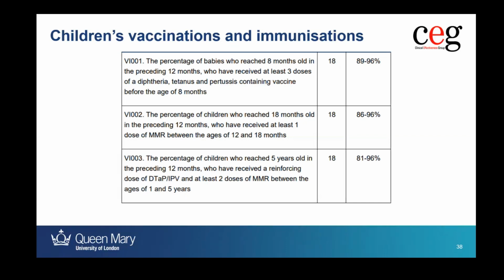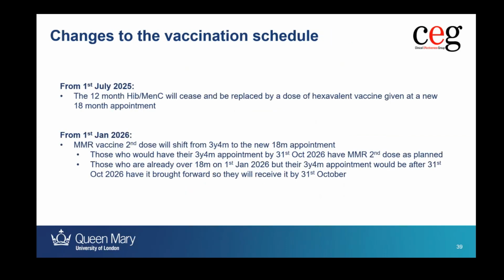But if we go to the next slide, just to talk a little bit about what is actually changing for practices in the vaccination schedule. There are a couple of things. So the 12-month Haemophilus influenzae B and Men-C vaccine will cease, and it'll be replaced by a dose of hexavalent vaccine given at a new appointment when a child is 18 months old. And that will coincide with the second dose of MMR being shifted from a preschool age appointment, 3 years, 4 months, to this new 18-month appointment.